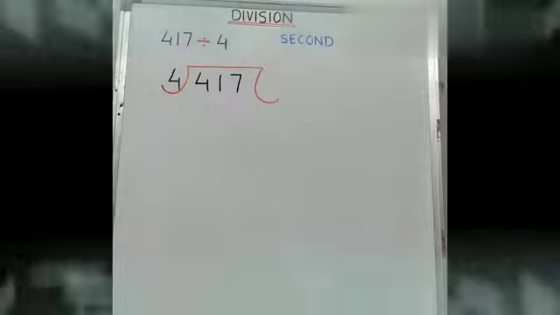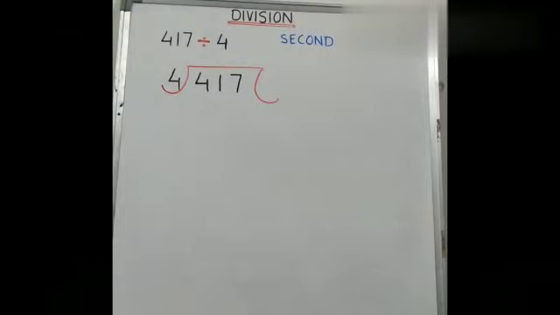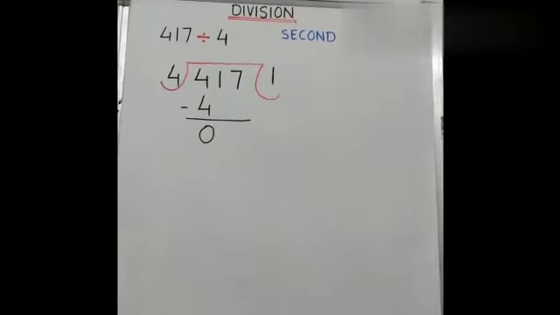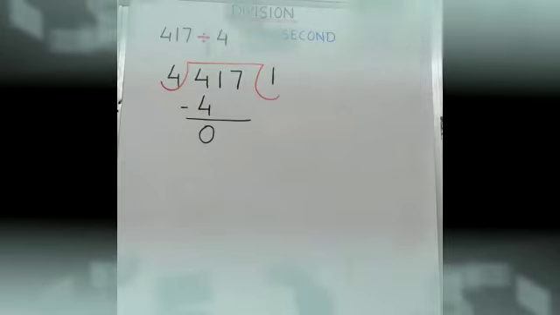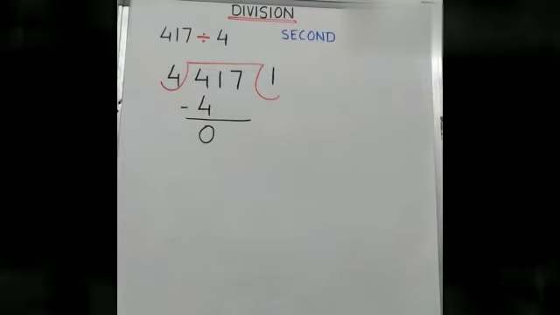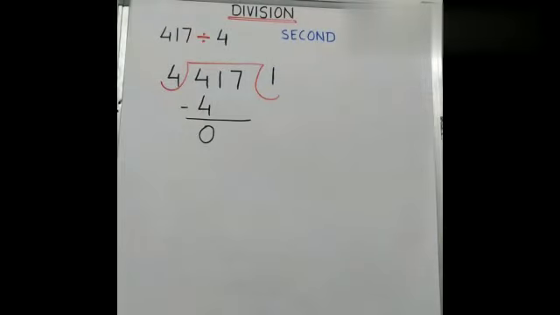There is another method to do the same sum. Let's find out. Here we are taking the same dividend and divisor. Now again take the first digit of the dividend, that is 4. We have to find the equal or smaller number than 4 in the table of 4, which is our divisor. That is 4 ones are 4. When we subtract 4 ones are 4, we will get 0.